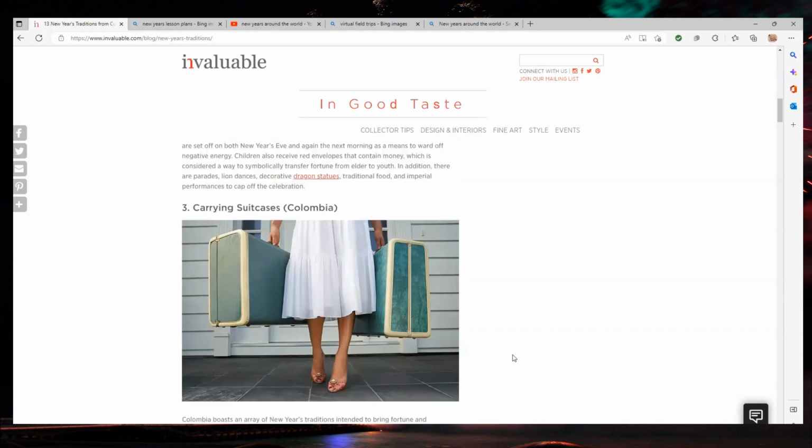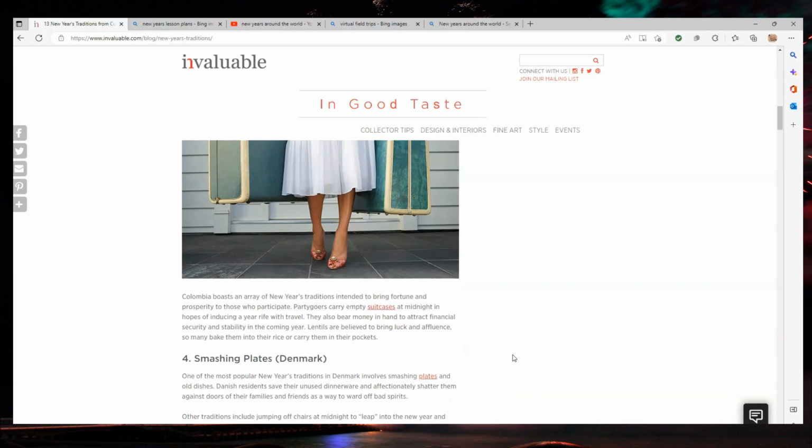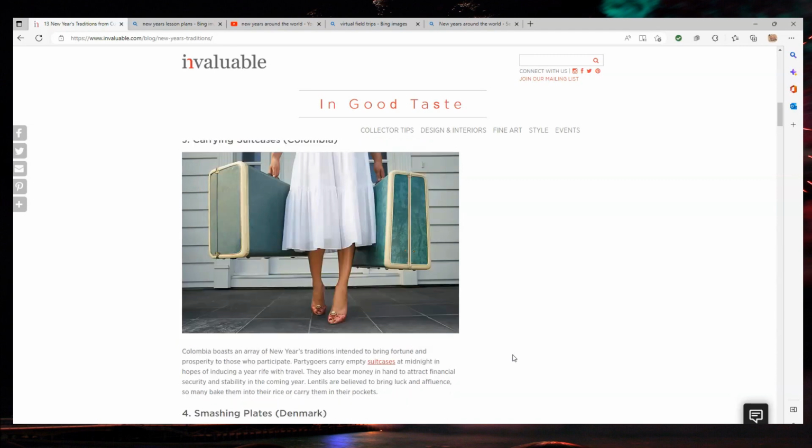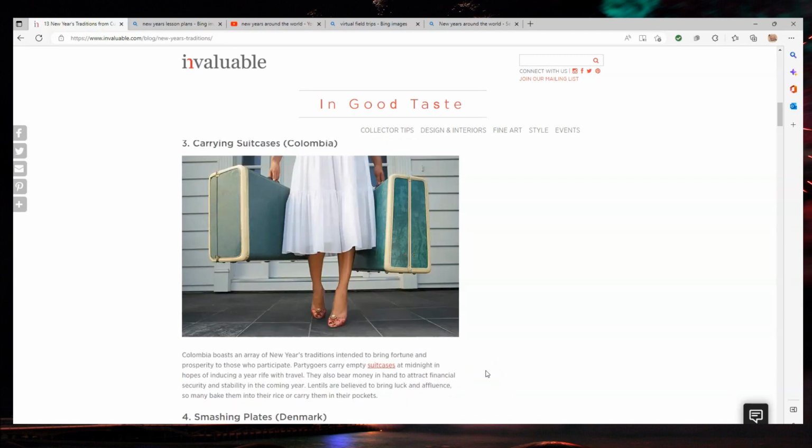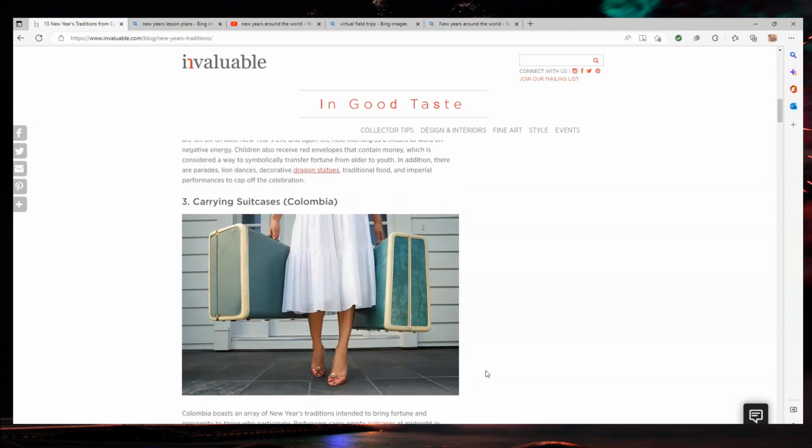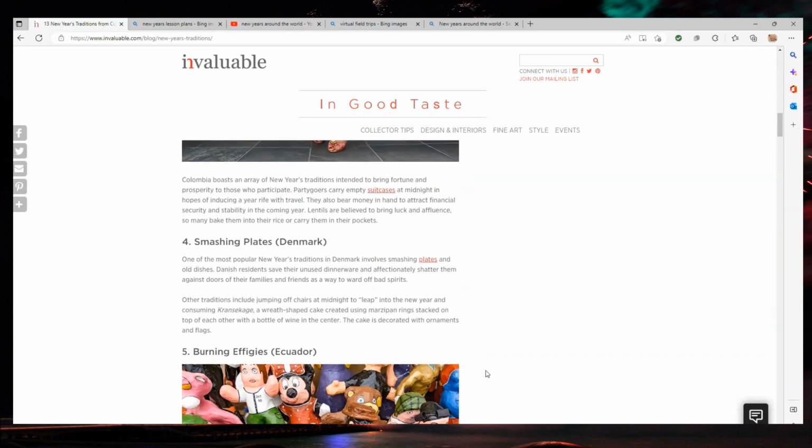So in Colombia, they are carrying suitcases. Colombia boasts an array of New Year's traditions intended to bring fortune and prosperity to those who participate. Partygoers carry empty suitcases at midnight in hopes of inducing a year rife with travel. They also bear money in hand to attract financial security and stability in the coming year. Lentils are believed to bring luck and affluence, so many bake them into their rice or carry them in their pockets. That is a pretty cool tradition.